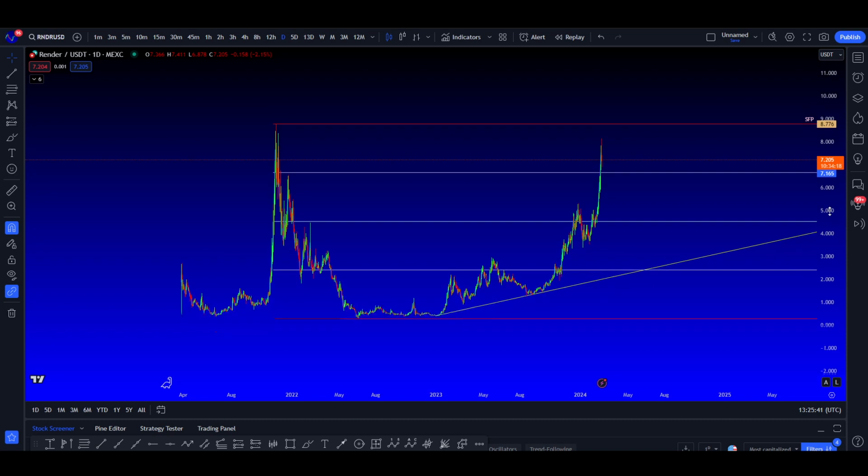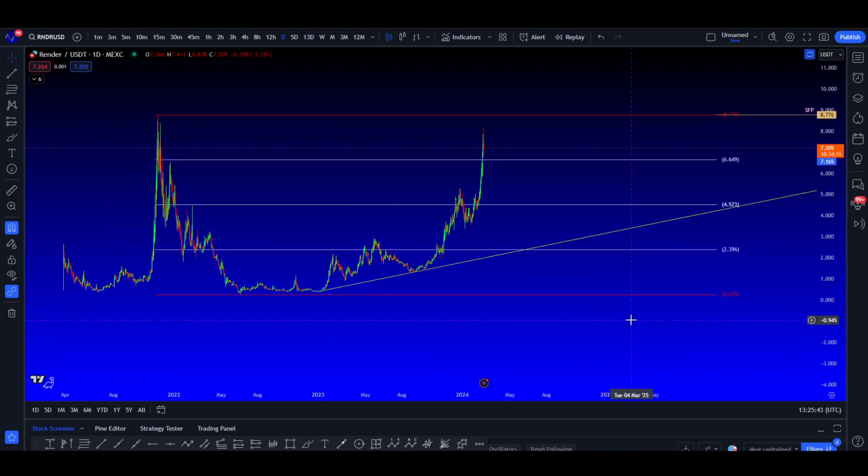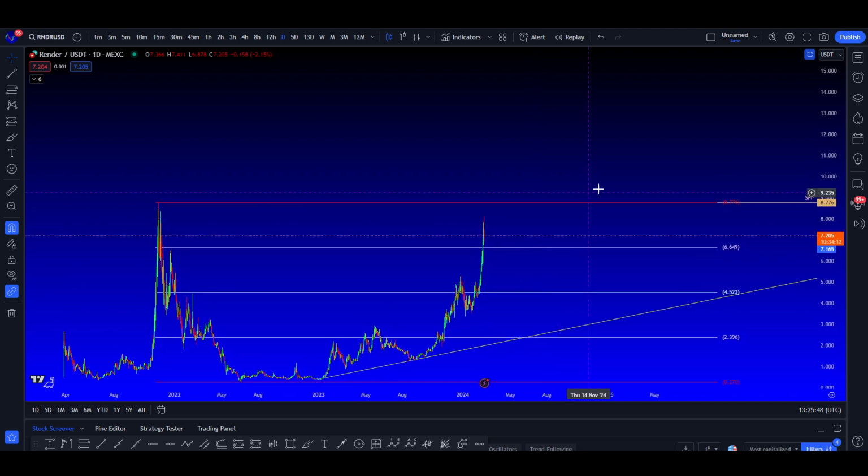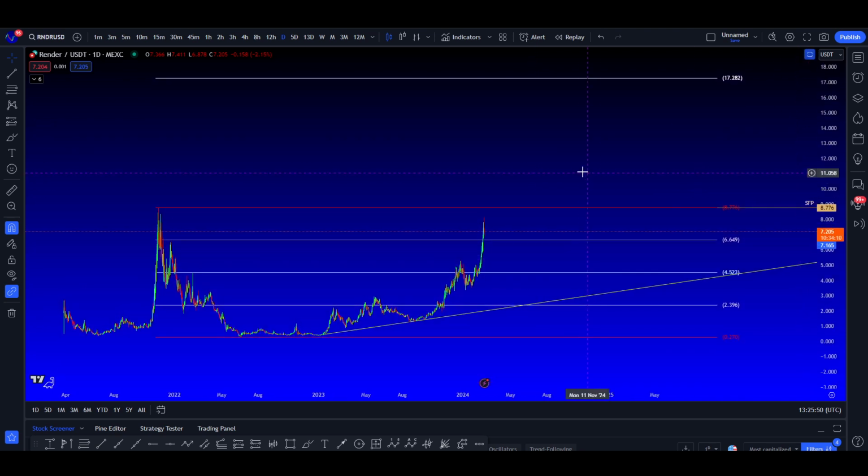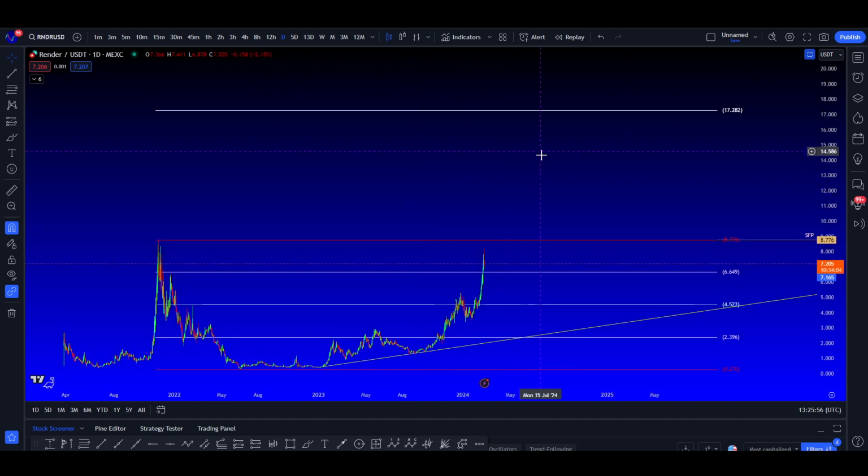So as you can see, what I did right away was look at this from a macro perspective, just to see where some of the possible targets will be during this next bull run. For now, what I can say is we do have a one-to-one extension from the highs to the lows coming in at around $17, which seems like a very feasible target for Render, which would be pretty much a double up from where the price is currently, right?